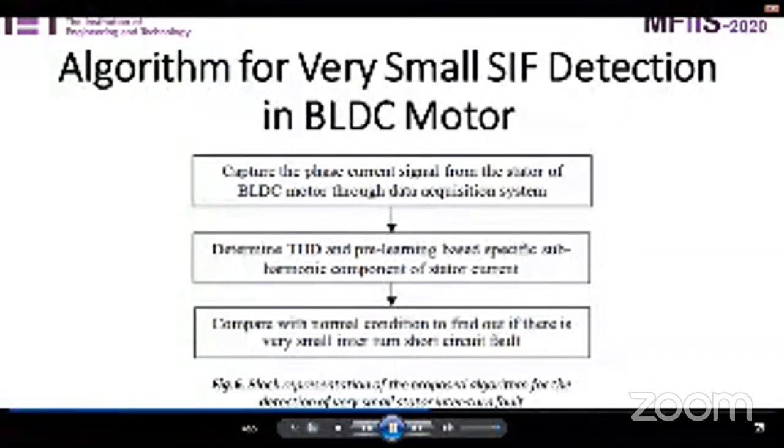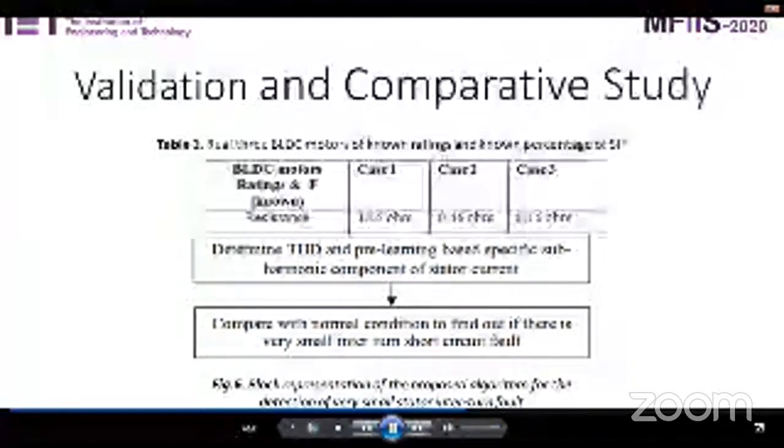An algorithm has been proposed for the detection of very small stator interturn fault in a BLDC motor. First of all, we need to capture the phase current signal from the stator of BLDC motor through the data acquisition system. Then we need to determine TSD and pre-learning based specific subharmonic component of stator current. Then we need to compare these values with normal condition to find out if there is a very small interturn short circuit fault.